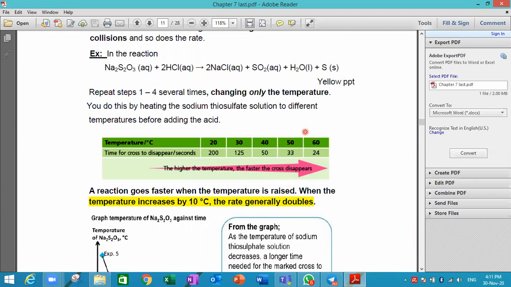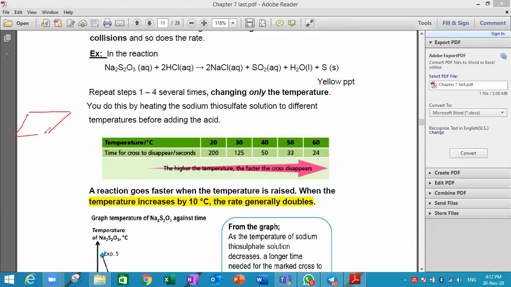You remember this experiment? You remember this experiment, Veronica? Kind of. When we put the piece of paper and we put the cross and we placed a conical flask over this cross, and we were looking from upward here, isn't it? And we said that this is the yellow precipitate that is going to be formed. And we said that we will measure the time from the addition of the sodium thiosulfate on the HCl till the cross disappears, or we cannot see it, isn't it?